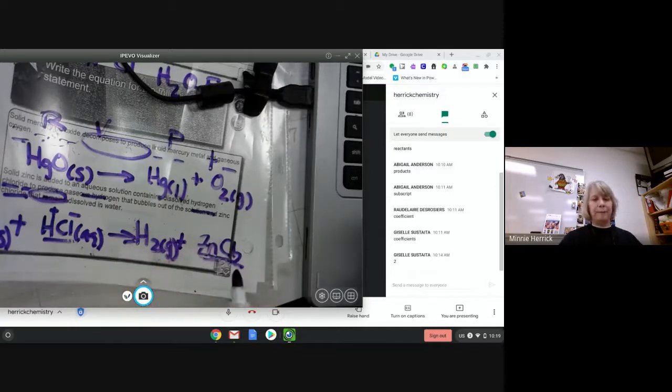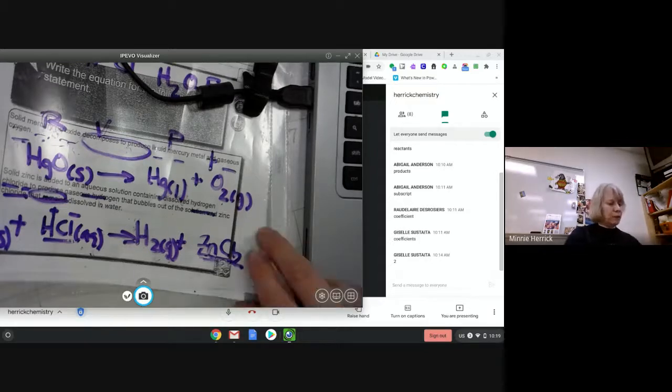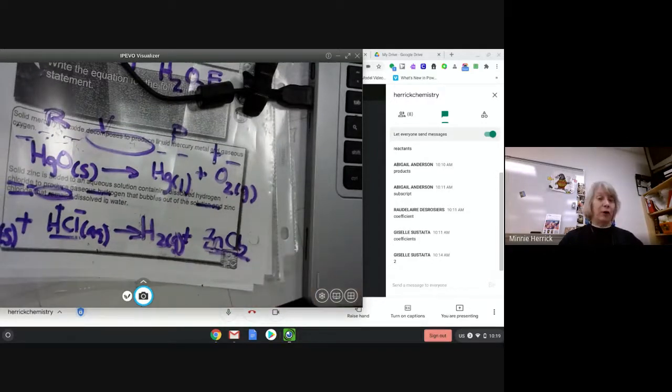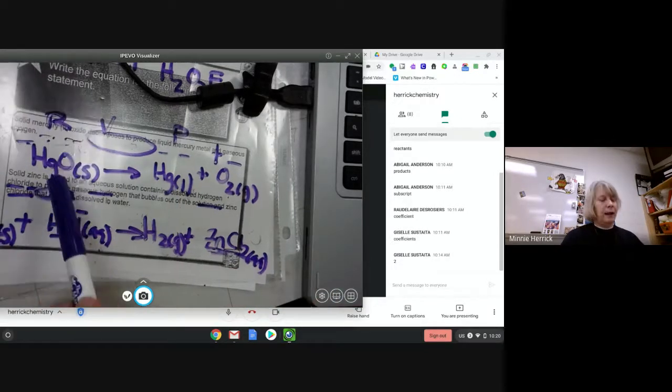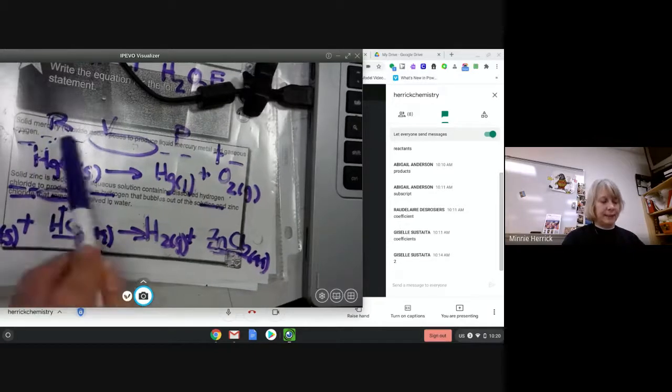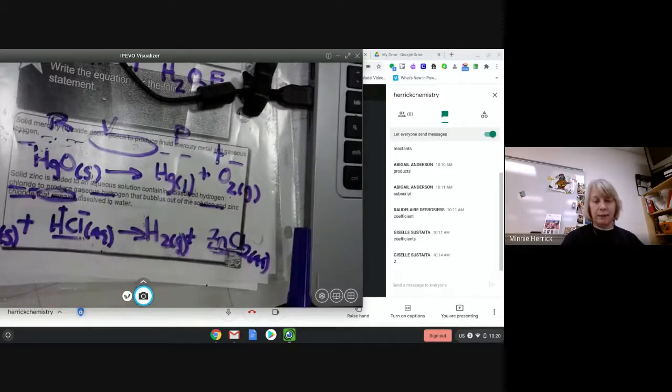Now, I'm always going to help you with the formulas. You're going to have the actual formulas written out. We're focusing more on the balancing part, okay? But it's going to be aqueous, okay? So that is the 2 equations. We're going to note that mercury oxide is a reactant forming 2 products, okay?